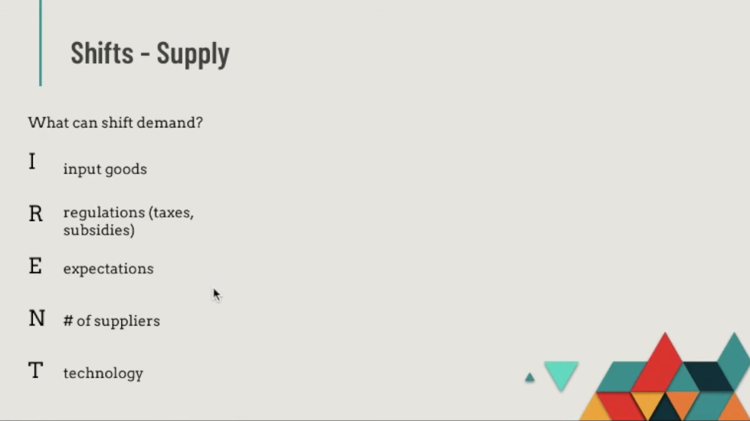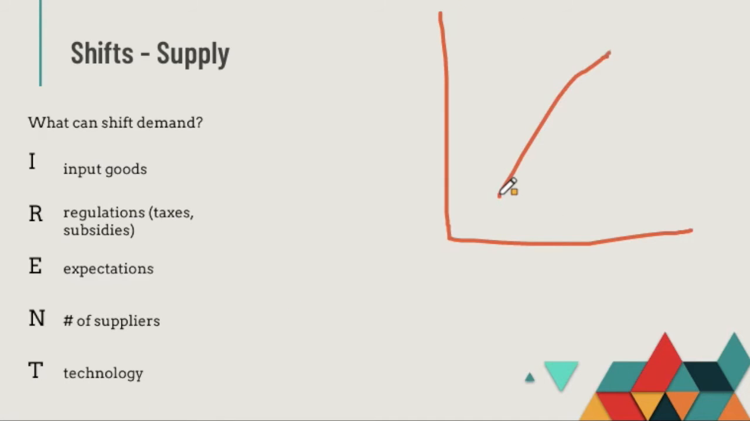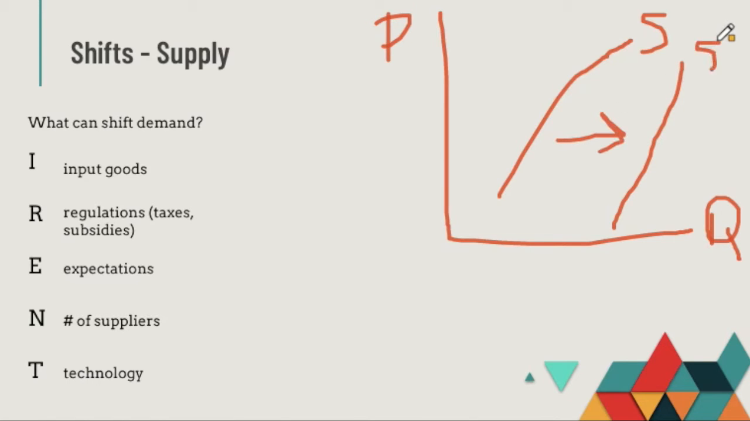Then we have the shifters for supply. With supply, again, it's going to be upward sloping, with price and quantity. If there's a positive shift in supply, if supply is increasing, then again, it's going to be a shift to the right. If the opposite is happening, if there's a negative shift in supply, then the supply curve is going to be shifting leftwards.